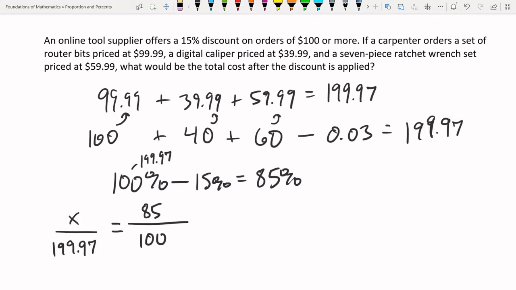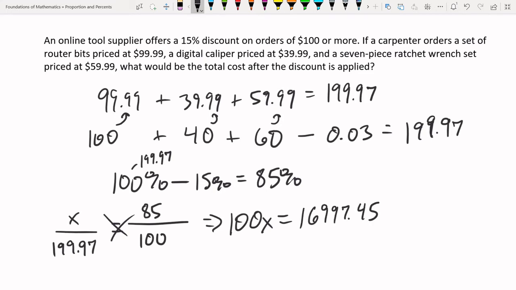So let's go ahead and cross multiply and divide. 85 times 199.97 equals 16997.45. And we divide by 100. Now, of course, this is a dollar amount, so we need to make sure we round to the nearest cent.